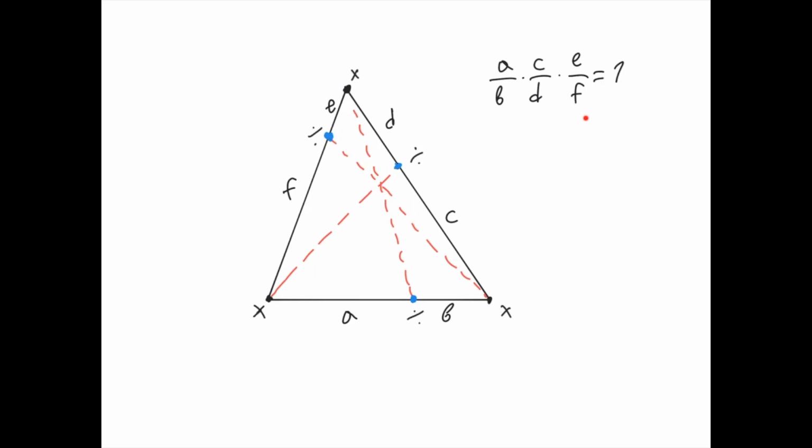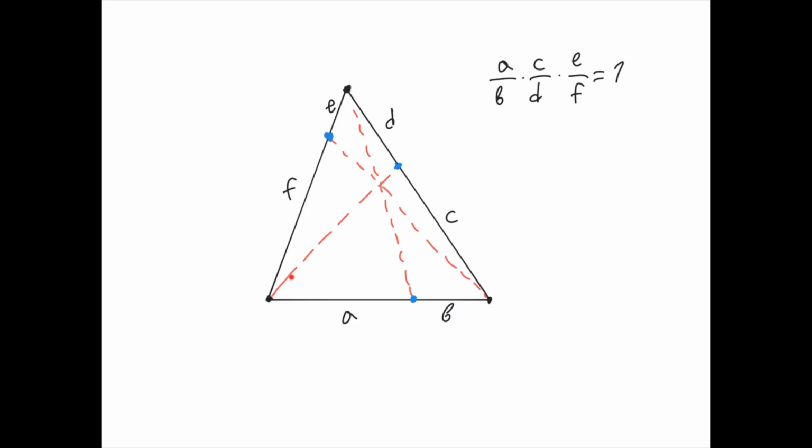Here's how you might remember this statement. You color the vertices of the triangle in black and the points on the side of the triangle in blue. Each blue point corresponds to division, and each black point corresponds to multiplication. We start at one of the vertices of the triangle, and we get A divided by B times C divided by D times E divided by F, and then we come back from where we started, which means that the result must equal 1. This is of course only true if we know that the 3 red lines intersect at one point. Now let's prove Ceva's theorem.